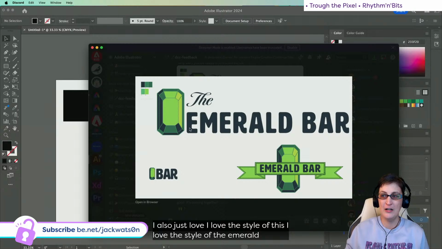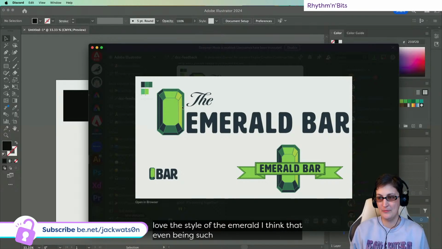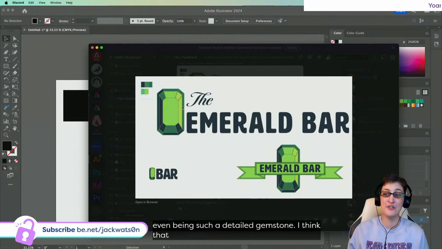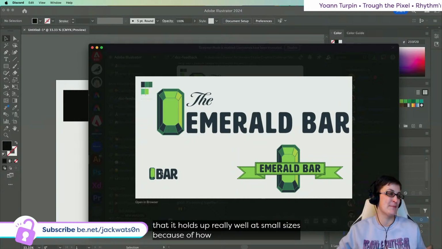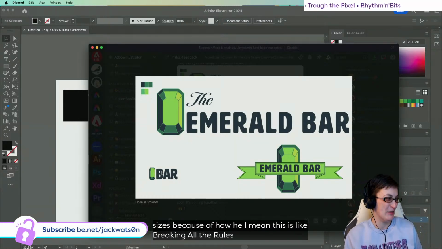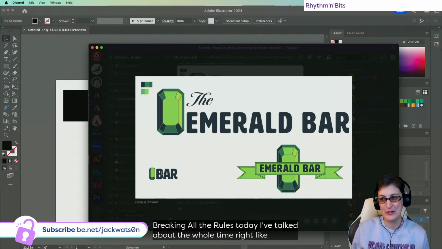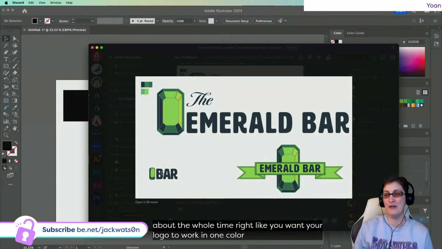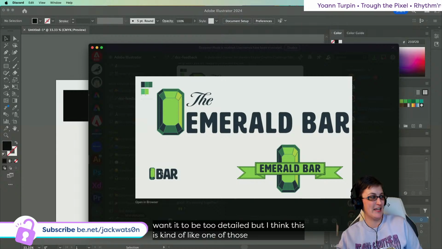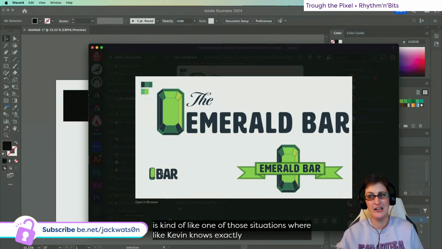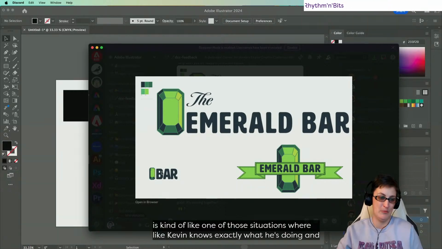I think that even being such a detailed gemstone, it holds up really well at small sizes. I mean, this is breaking all of the rules that I've talked about the whole time, right? You want your logo to work in one color, and you don't want it to be too detailed. But this is one of those situations where Kevin knows exactly what he's doing, and is doing it really well here.